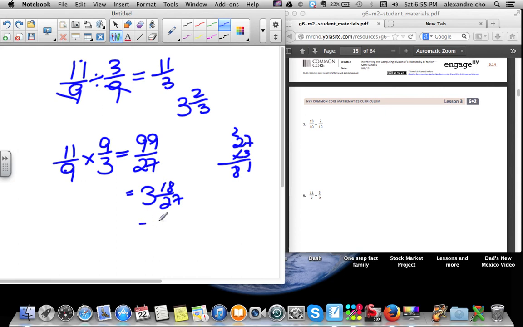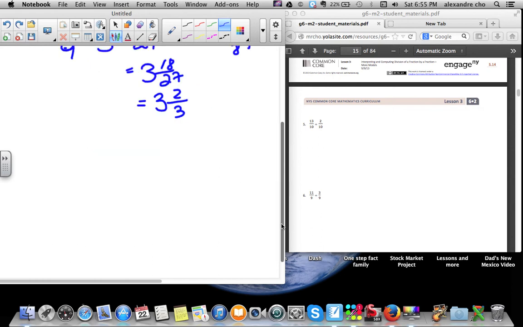Well, you can simplify 18 over 27. Divide 18 by 9, you get 2. Then divide 27 by 9, you get 3. Same answer. Okay, and I'll actually do it with models as well.